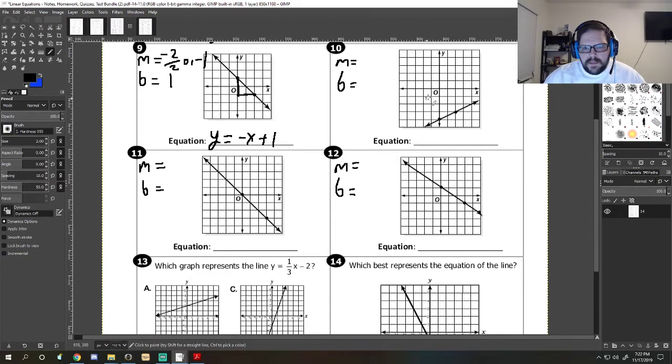All right, on to number 10 now. -1, 2, 3, and 4. So that's -4 for my y-intercept. And up 1 over 2.